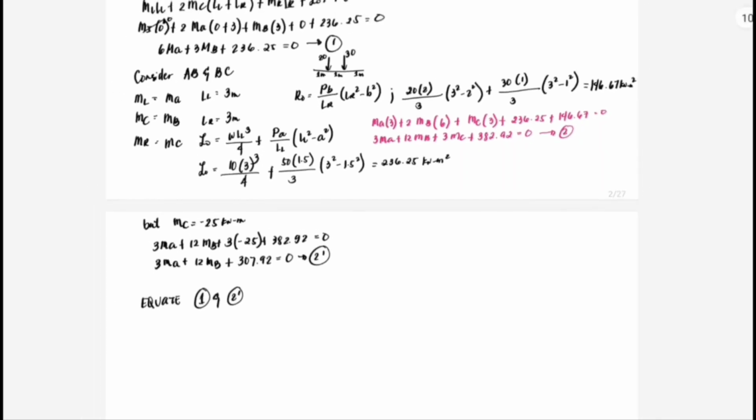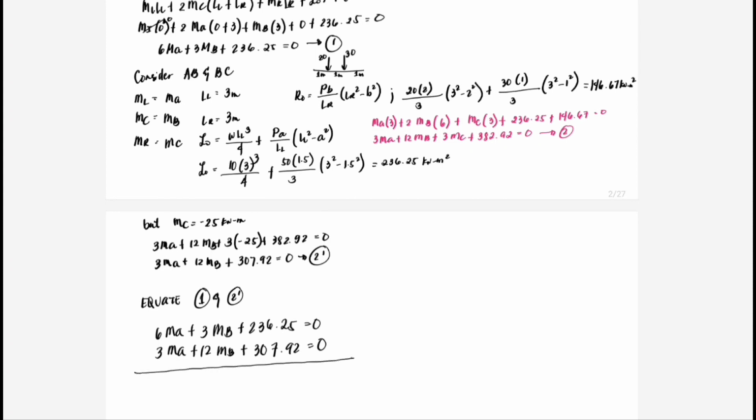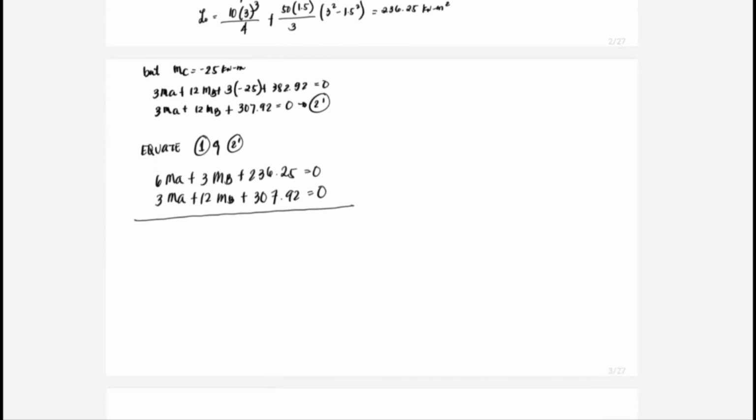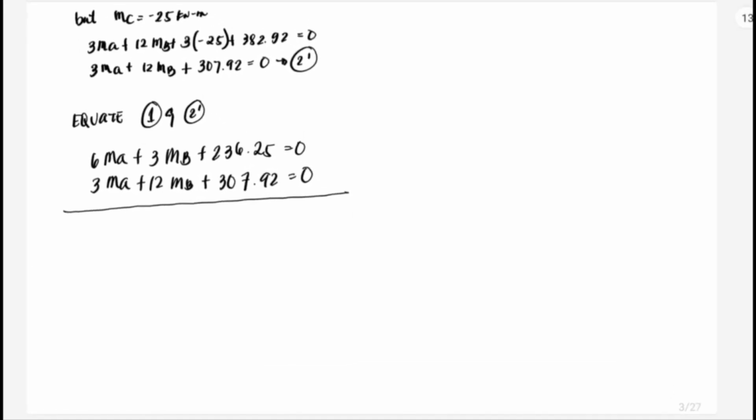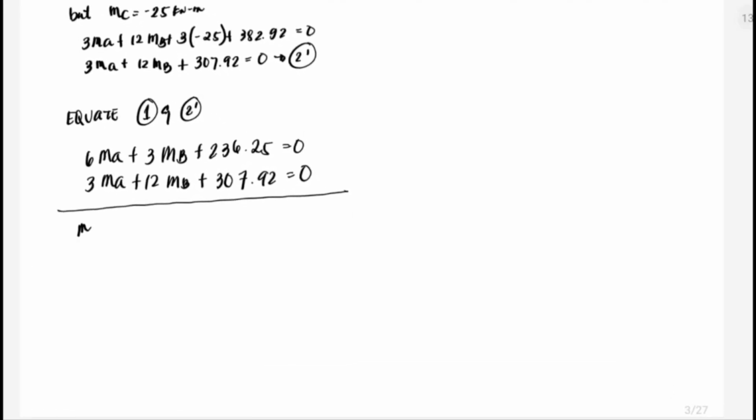So, our equation 1 is 6MA plus 3MB plus 236.25 is equal to 0. And then we have here 3MA plus 12MB plus 307.92 is equivalent to 0. Just equate that by calculator. That's fine, or if you don't want to, use your algebra. You will get your MA and MB right away.